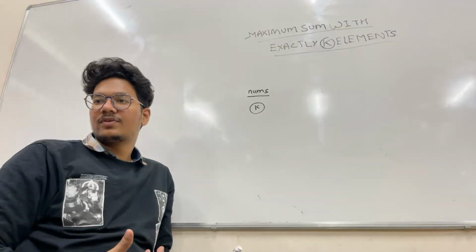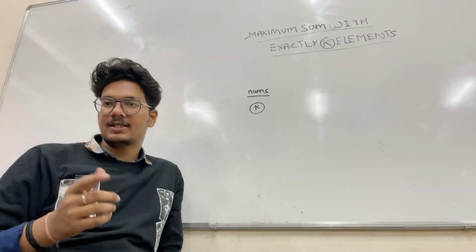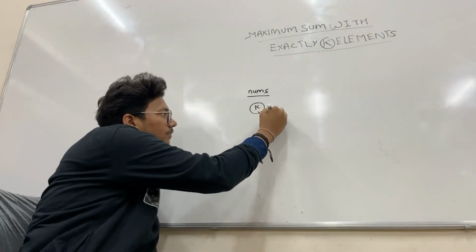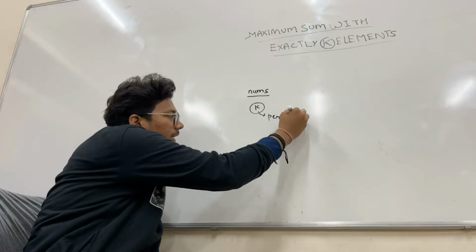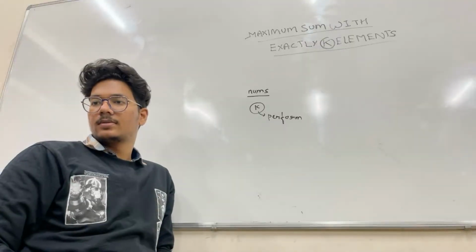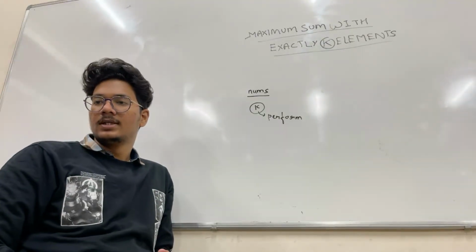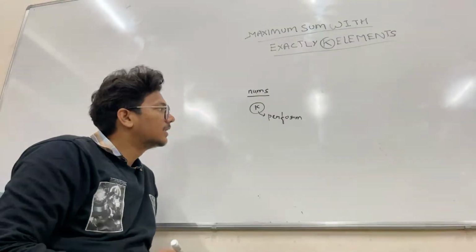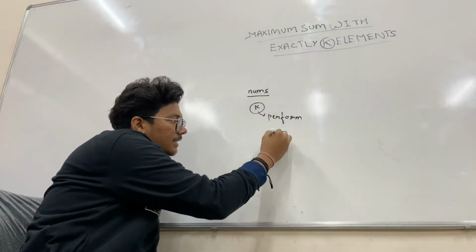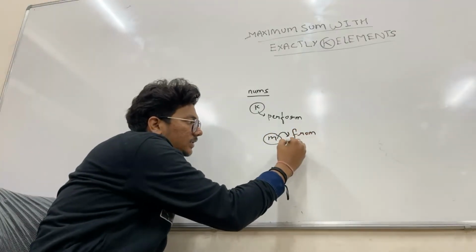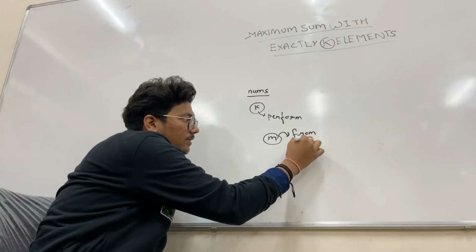Our task is to perform the following operation exactly k times. So select an integer m from nums.